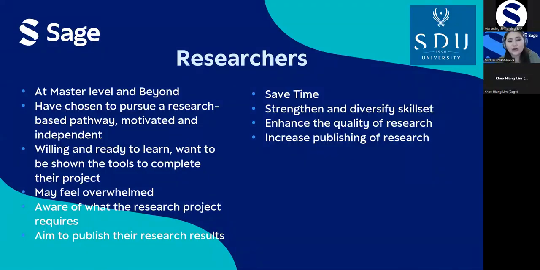So you are also probably aware of what the research project requires, what knowledge it requires, and what skill set it requires as well. And as you go with your research, you probably want to publish your research results or present it somehow. And this is how the Sage Research Methods platform can help you. We can help you to save time. We can help you strengthen and diversify your skill set. We can help you to enhance the quality of your research and increase publishing of your research as well. I hope that's clear.